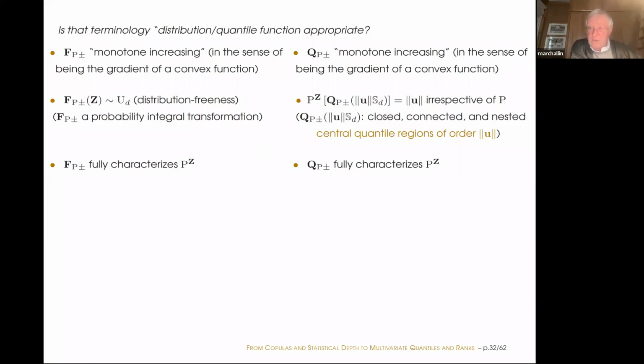And therefore, this provides us with quantile regions with controlled probability contents, irrespective of the underlying distribution. And finally, those F plus minus and Q plus minus both fully characterize the underlying distribution.